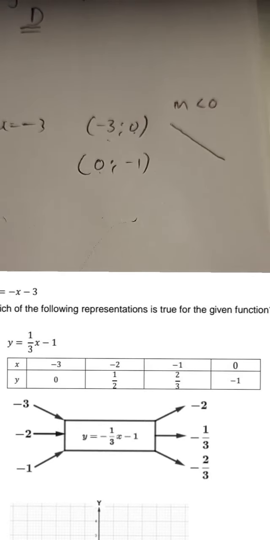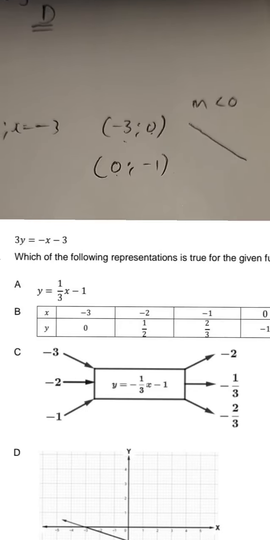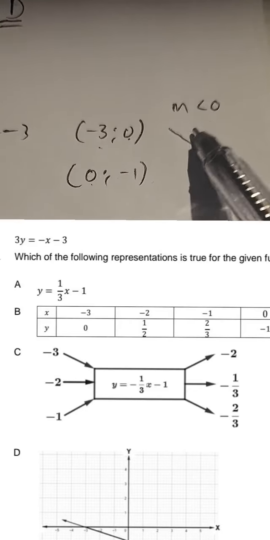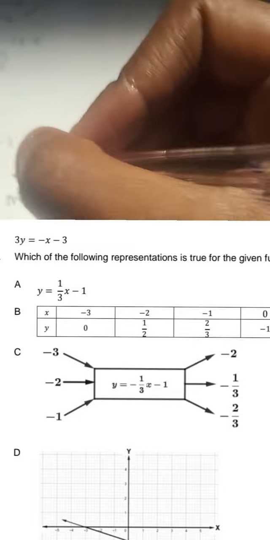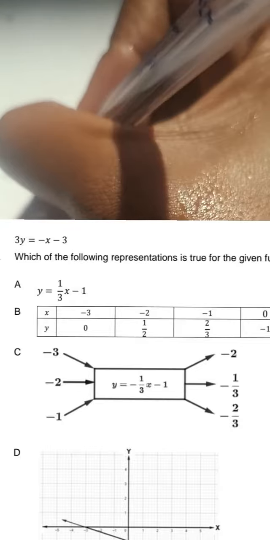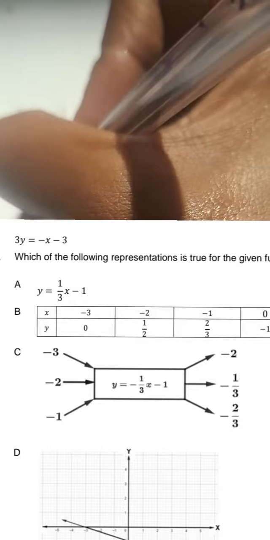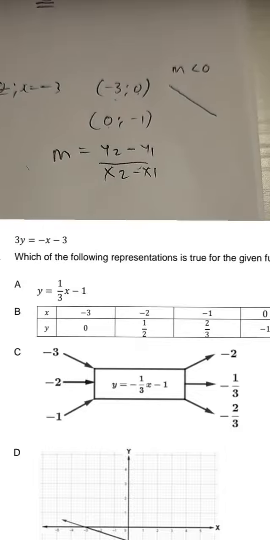So let us use the approach that we know we ought to use when we want to find the equation of a straight line. Firstly, let us find the gradient by saying m is equal to y2 minus y1 over x2 minus x1.